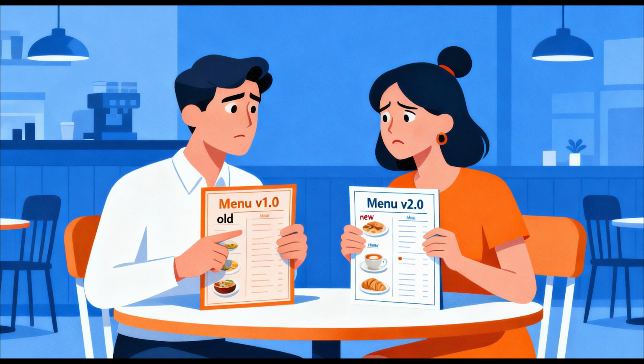Let's make a real world analogy. Think of your API like a restaurant menu. If you change the menu every week and your customers order using the old version, they will get confused or angry. Instead, you keep version 1 of the menu for a while and introduce version 2 with new items. That's exactly what API versioning does. It keeps your old menu available while you introduce the new one.